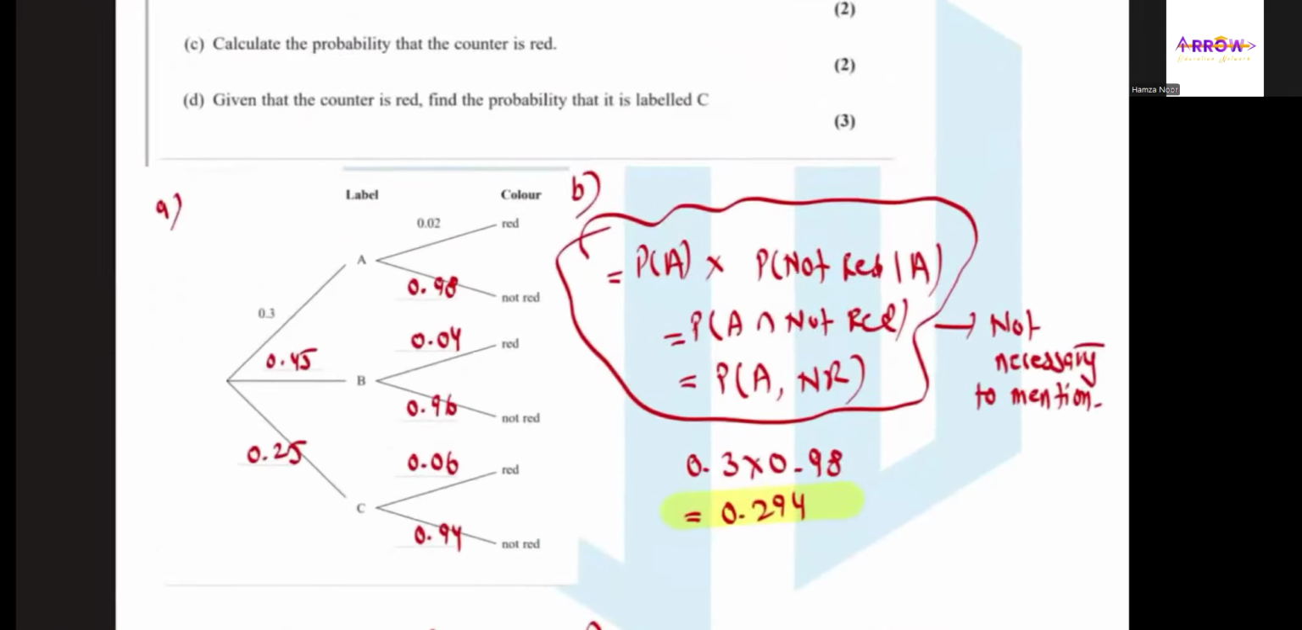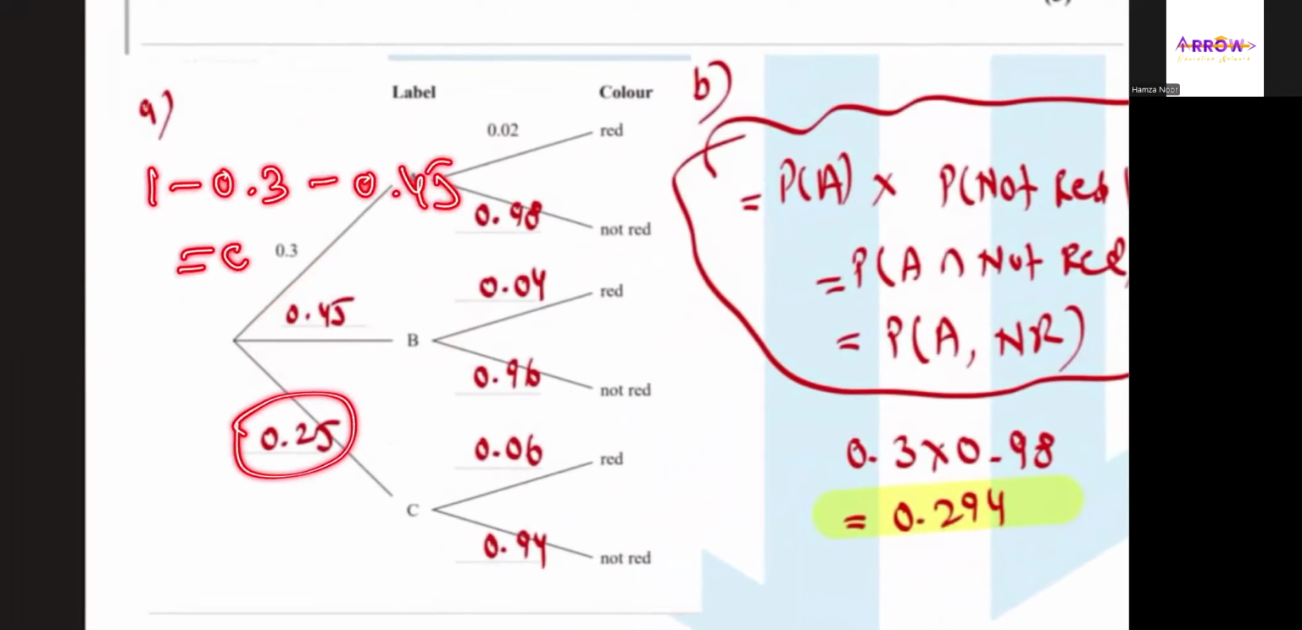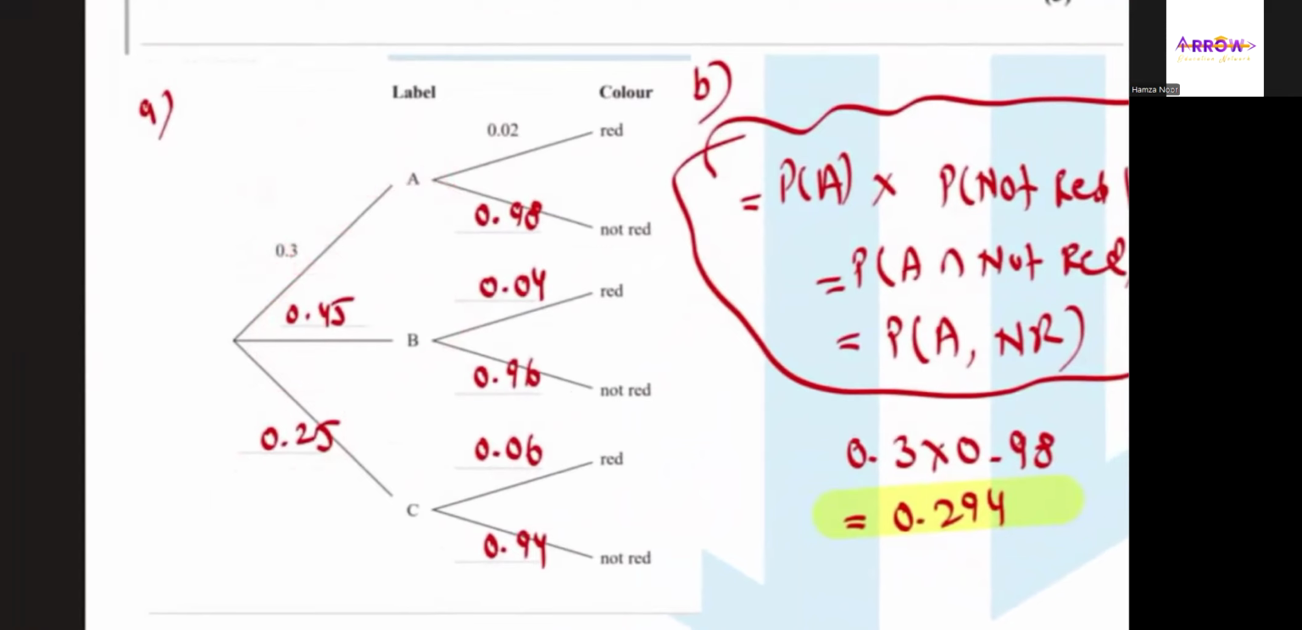So here we have the tree diagram. We will complete this. Okay. So since we know that 30% of the counters are A, the probability of A is 0.3, and 45% of the counters were B, so 0.45 is basically the probability of B. And the remaining would be C. So 1 minus 0.3 minus 0.45. This will give you a value of 0.25.